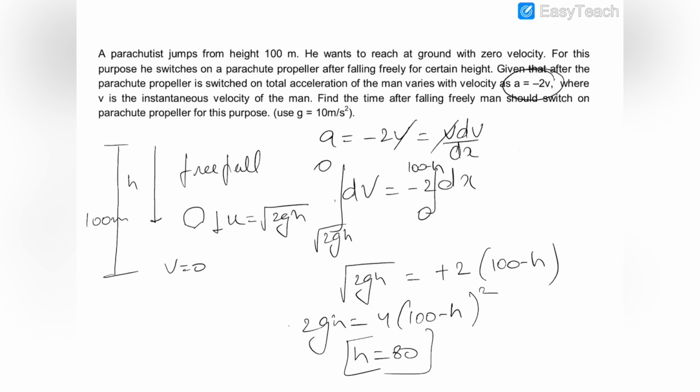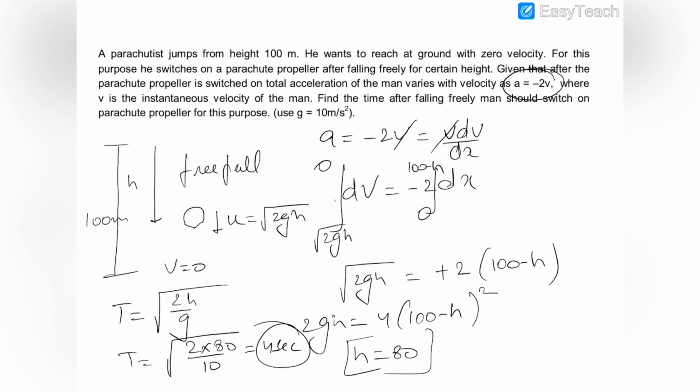Now we have to find out the time after which he should open the parachute so that he falls on the ground with zero velocity. So the time would be under root of 2h by g. So time would be under root of 2 into 80 by 10. So it is 4 seconds. So the correct answer is 4 seconds. Now we move on to the next question.